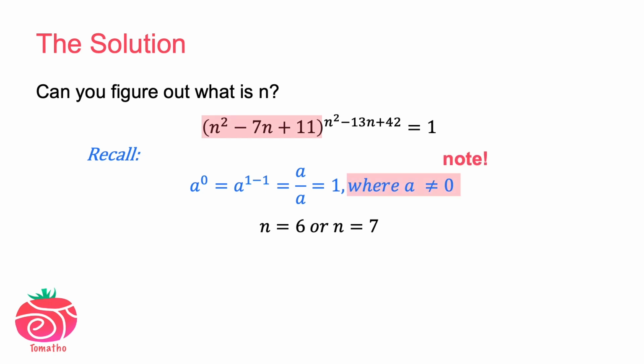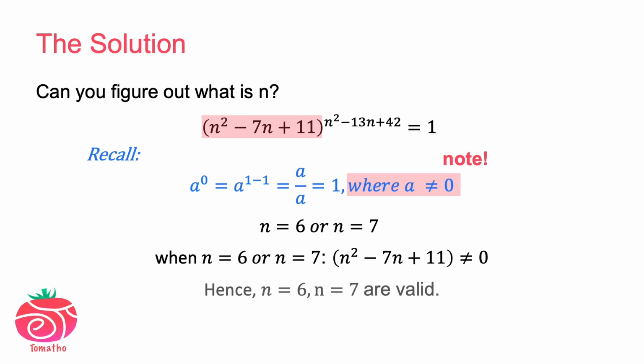So, as we mentioned before, a to the power of 0 is equal to 1 if a is not 0. And if we plug in the value of n equals 6 or 7, n squared minus 7n plus 11 is not 0. So these two answers are valid.